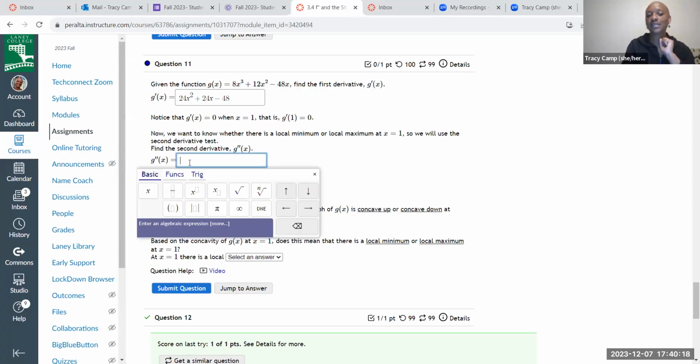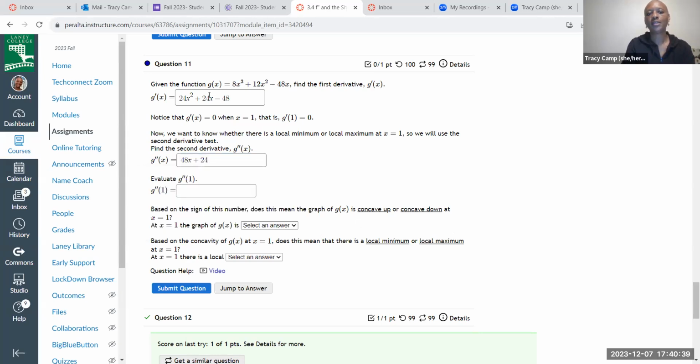So it tells us to find the second derivative. So we find the second derivative. 2 times 24 is 48. Like that 2 drops to the front. And we multiply 2 times 24 to get 48x, we take 1 away from the exponent. So we end up with just x to the first power. And then plus 24. And the derivative of a constant is just 0, so I don't put anything for the 48.